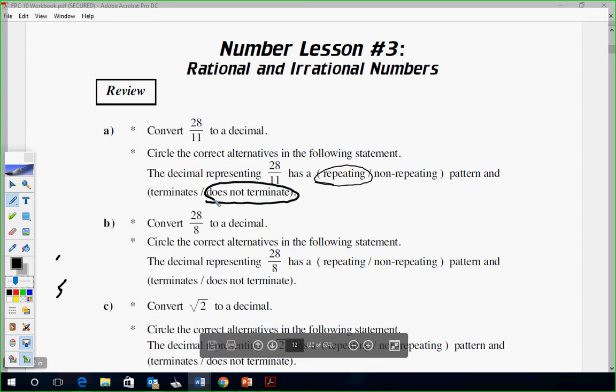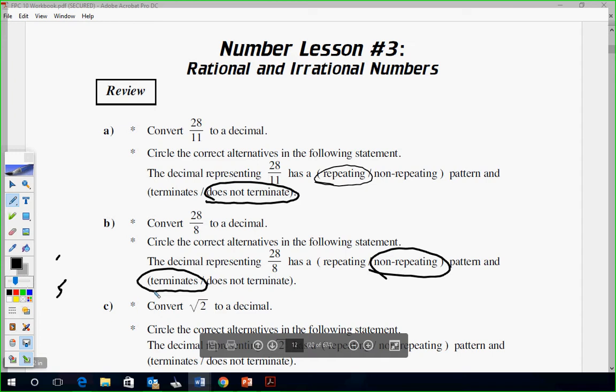Okay, now try 28 over 8 in your calculator. It says circle the correct alternatives in the following statement. Decimal is repeating or non-repeating. Non-repeating, right? Okay, and then it terminates. So that means it stops. Did you guys get 3.5? Okay, so 3.5, it doesn't repeat and it terminates.